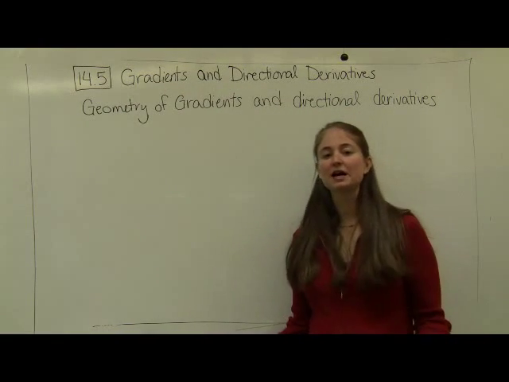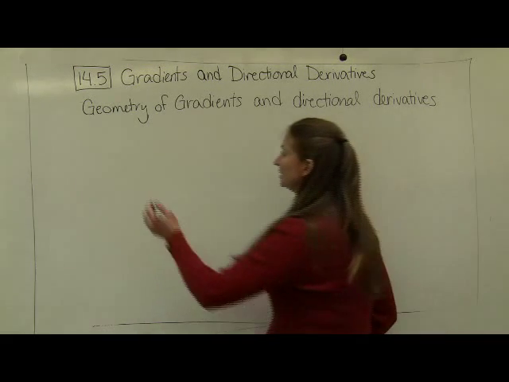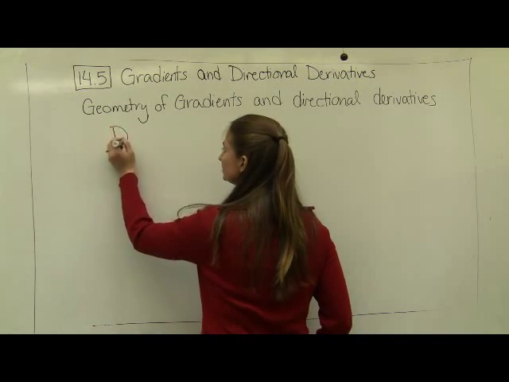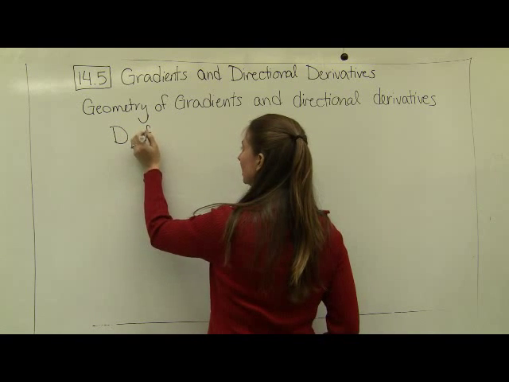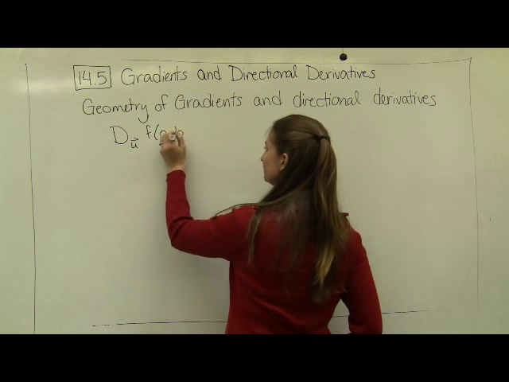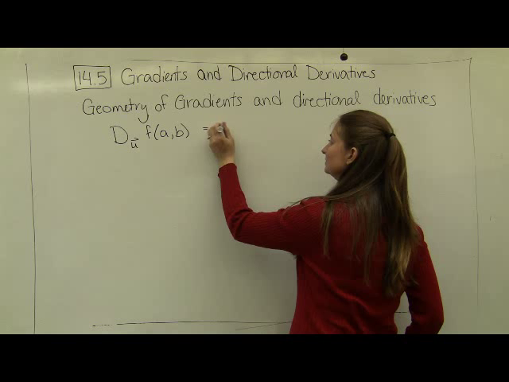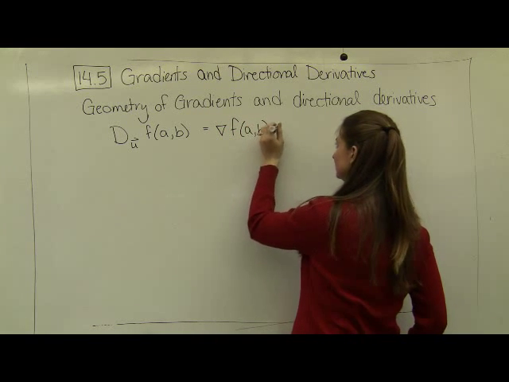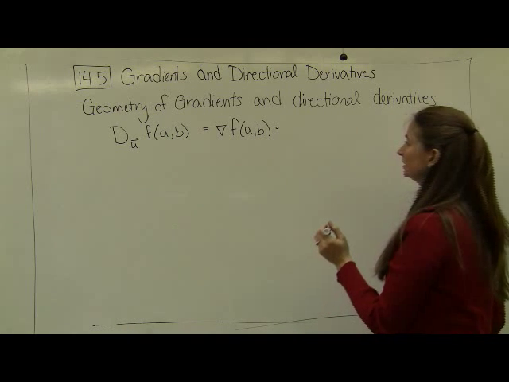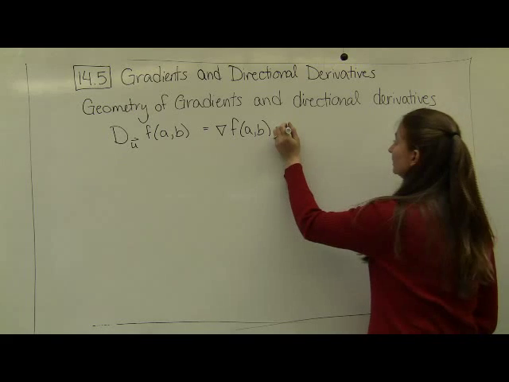So finally, I want to talk about some of the geometry of gradients and directional derivatives. So recall my directional derivative in the direction u of f at (a, b), so my function f at some point (a, b), we just define that to be the gradient of f evaluated at (a, b) dotted with our unit vector, whatever that unit vector might be.